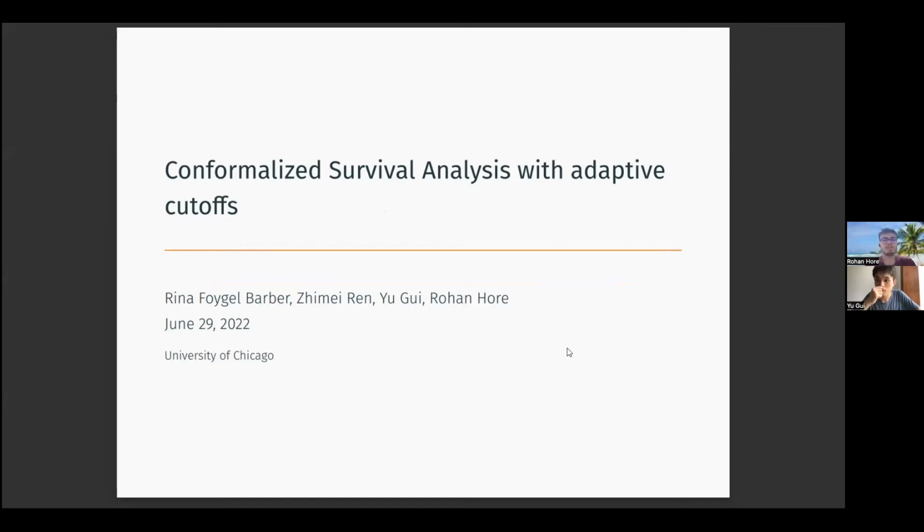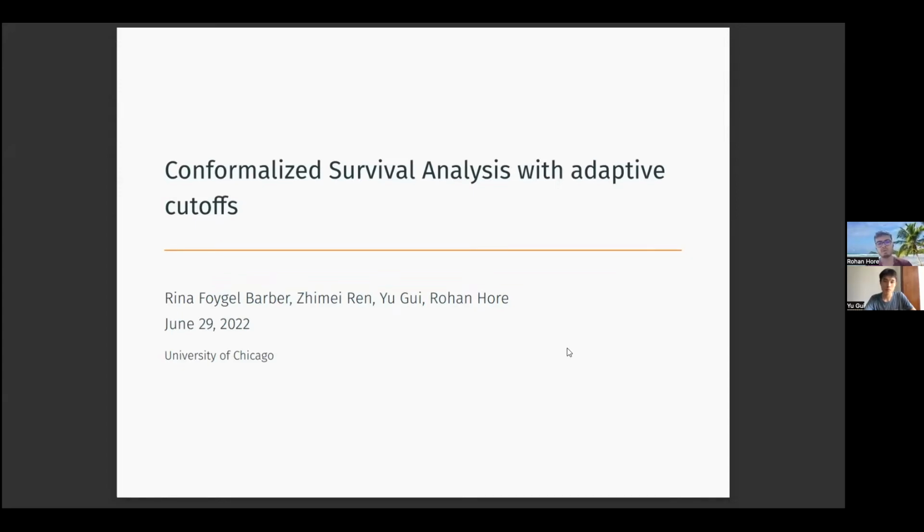Hi everyone. Today you and I will be talking about conformalized survival analysis with adaptive cutoffs. This is joint work with Rina Barber and Jimei Ren and can be viewed as a generalization of existing work by Candès and Jimei, where they use a fixed cutoff instead of an adaptive cutoff.